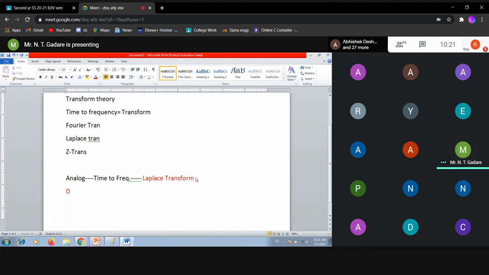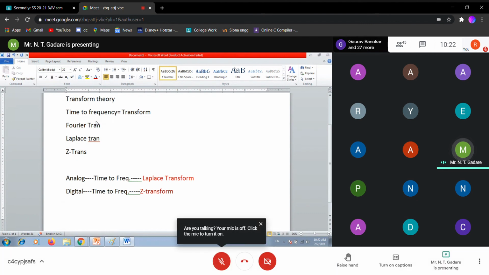Then second question, if my signal is digital, मतलब my information and signal is digital, and then I need to convert it time to frequency, then I'll go for Z transform. एक बात समझ लीजिए, when information is in time domain, when information is analog, I'll go for Laplace transform. When my information is digital, then I'll apply Z transform.